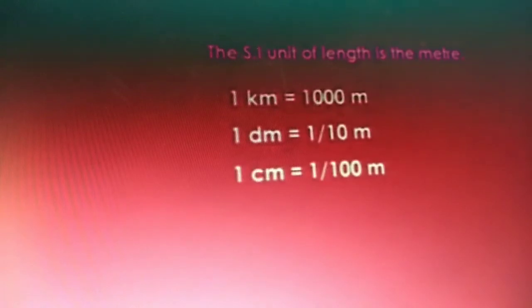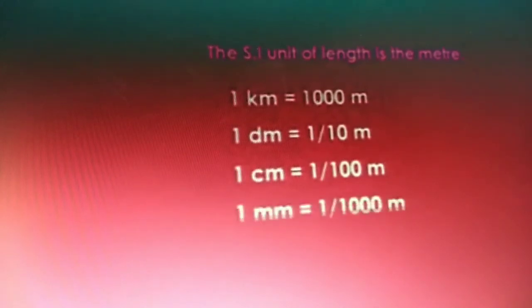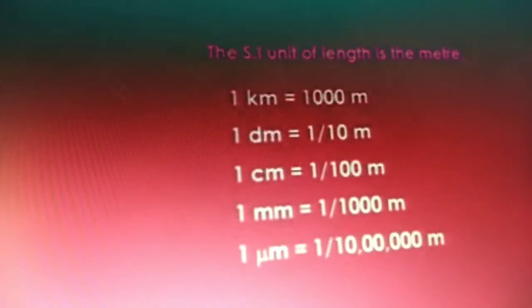1 centimeter, cm, equals 1 by 100 meters. 1 millimeter, mm, equals 1 by 1000 meters. 1 micrometer equals 1 by 10 lakh meters.